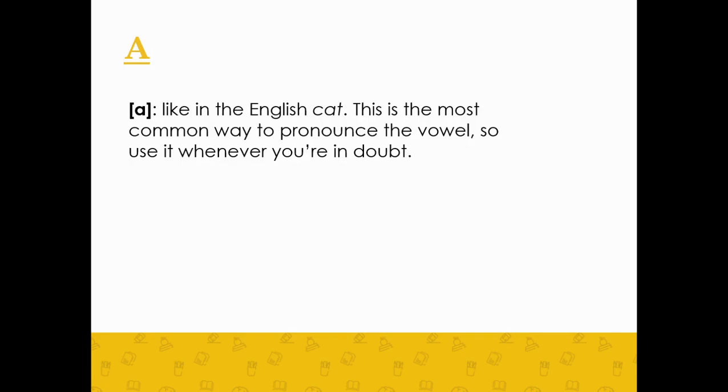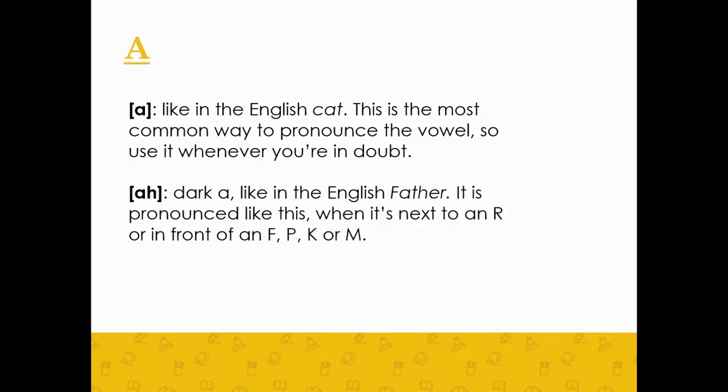Let's start with A. A, like in the English, cat. So this is the most common way to pronounce the vowel, so use it whenever you're in doubt. The second sound is A. It's a dark A, like in the English father. It's pronounced like this when it's next to an R or in front of an F, P, K, or M. So A and A.